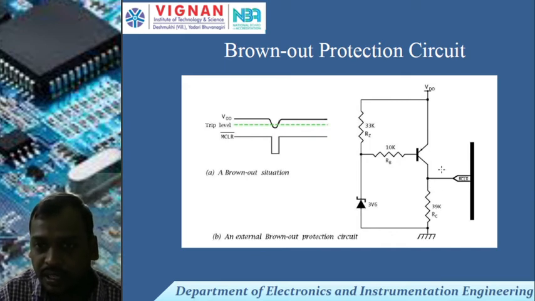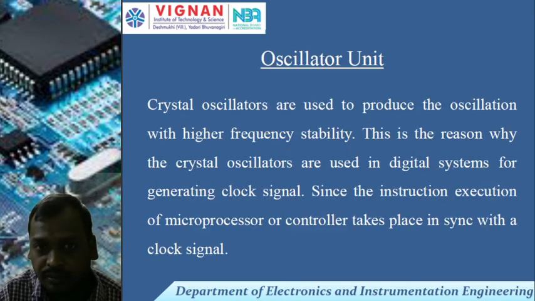Here we are using the PNP transistor. Here the VDD voltage is given. The diode is generally 0.7 volts. Here it protects the circuit so it will not fall below 5 volts. At that time it is enabled, so it conducts in the on position. That means it will maintain the 5 volt supply voltage for the processor or controller.